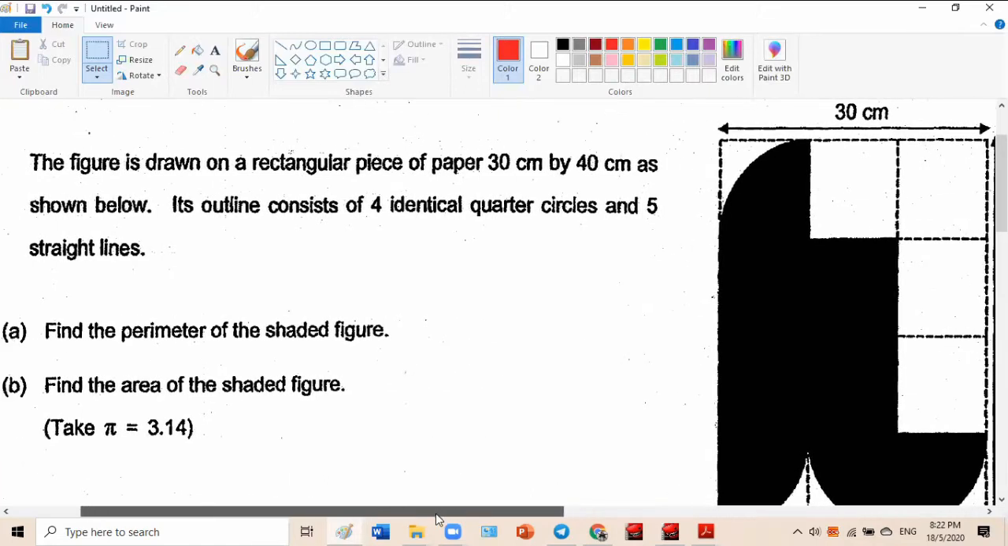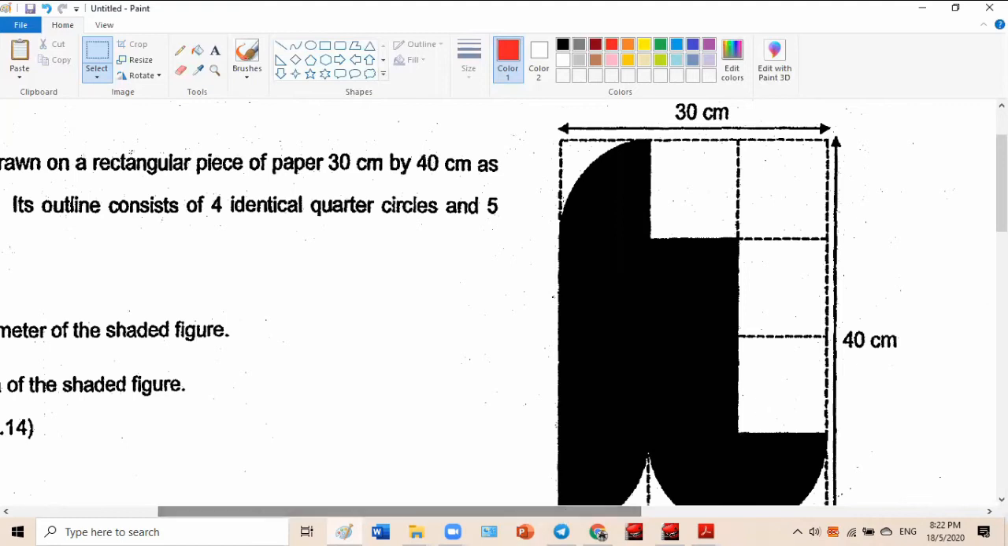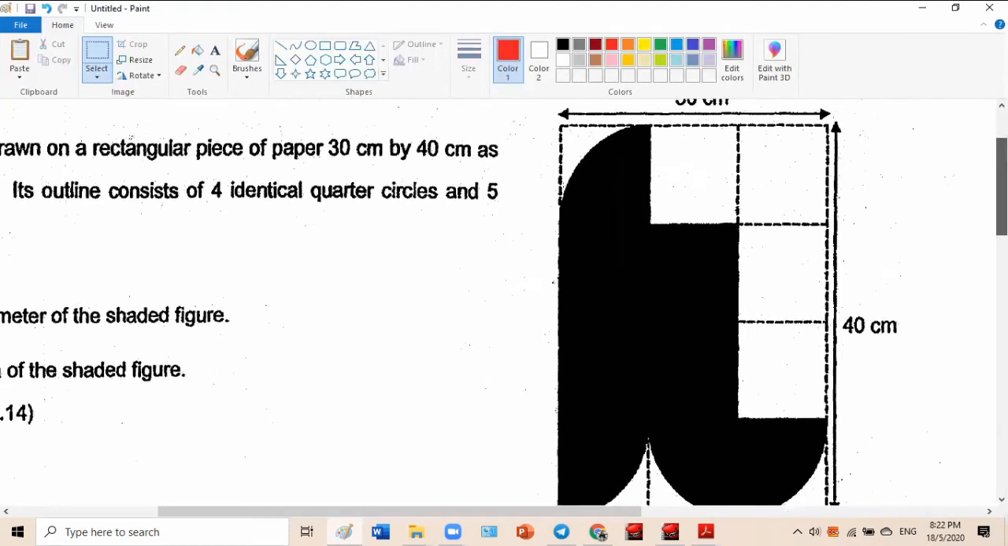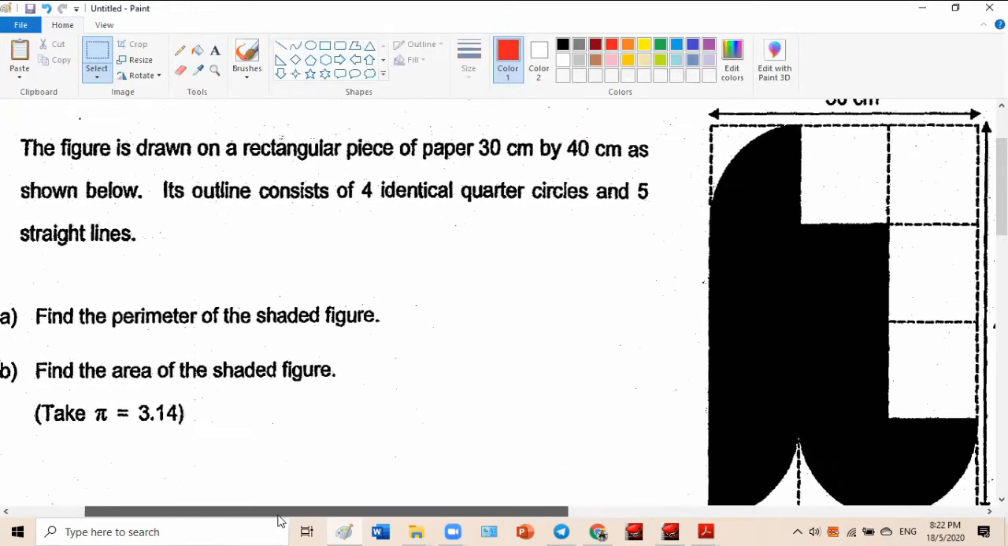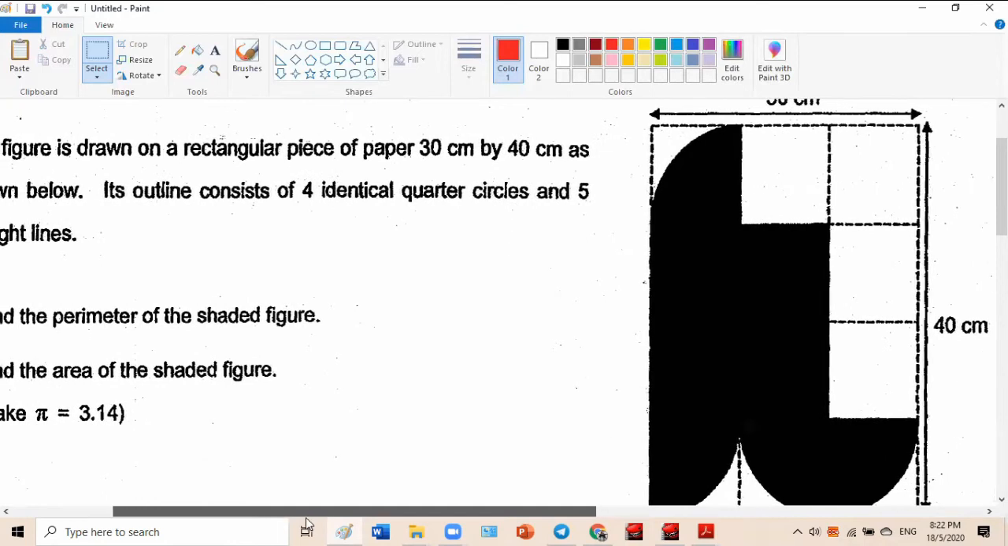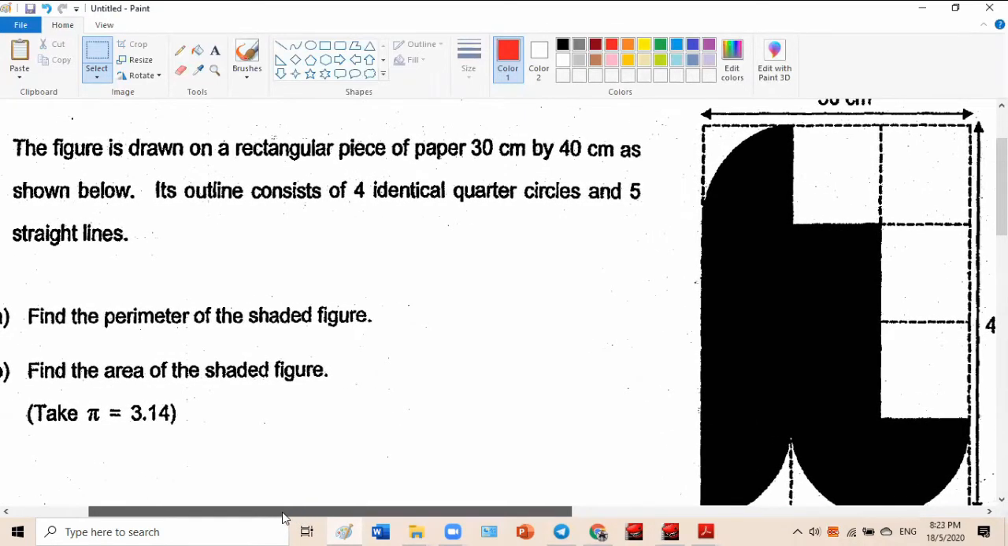Okay, it's made out of a rectangular piece of paper, 30 by 40. Can you see 30 by 40? As shown, consider 4 identical quarter circles and 5 straight lines. Hey, where are the 4 quarter circles? Can you see? Anyone? This is one of them.